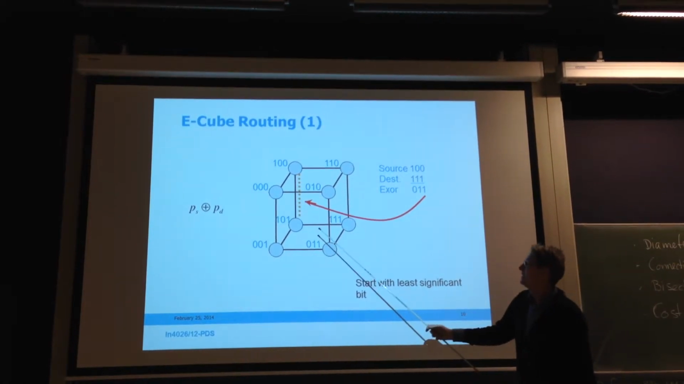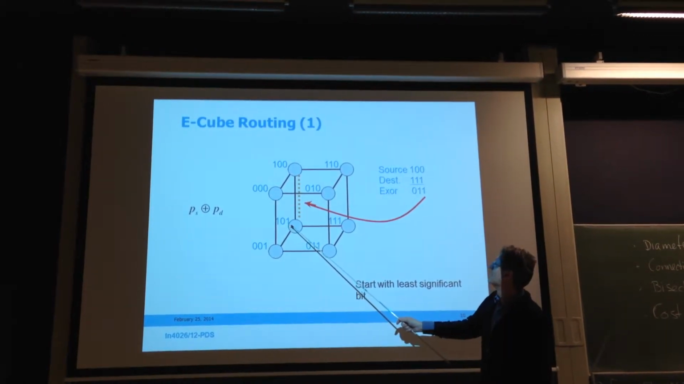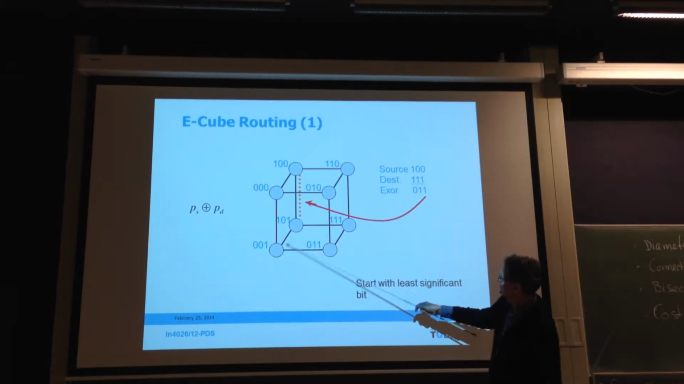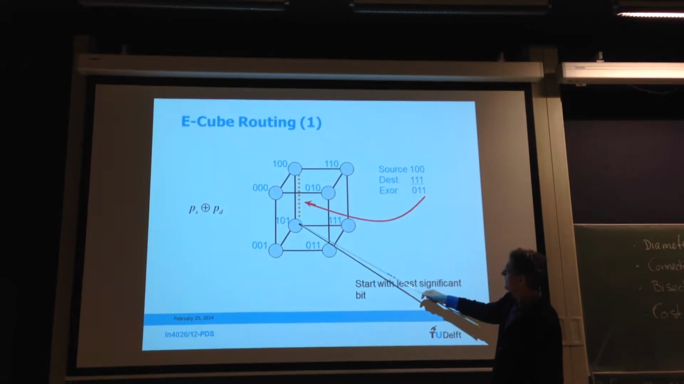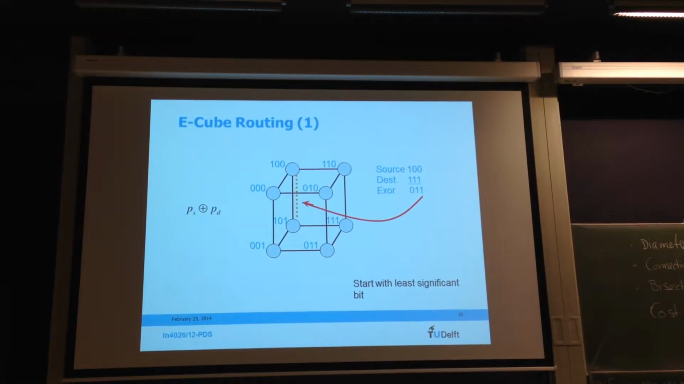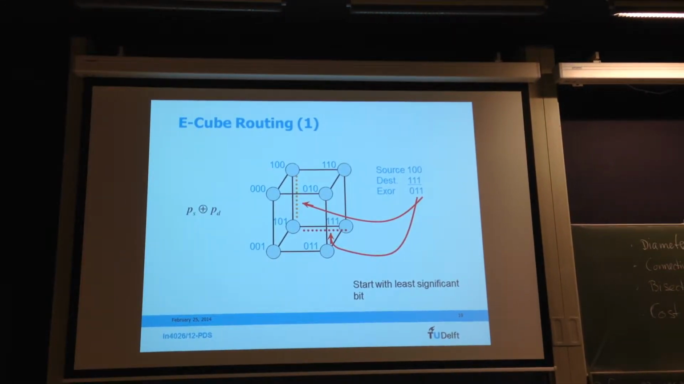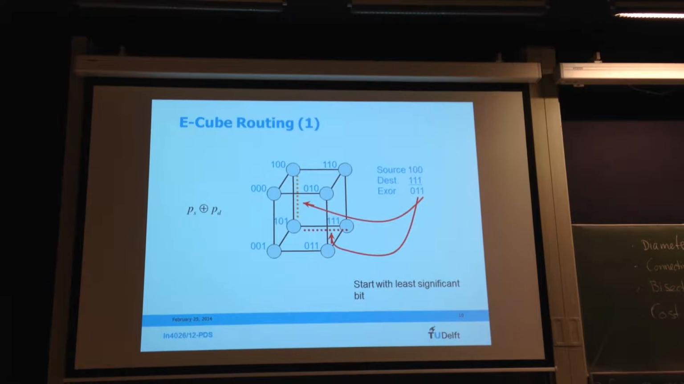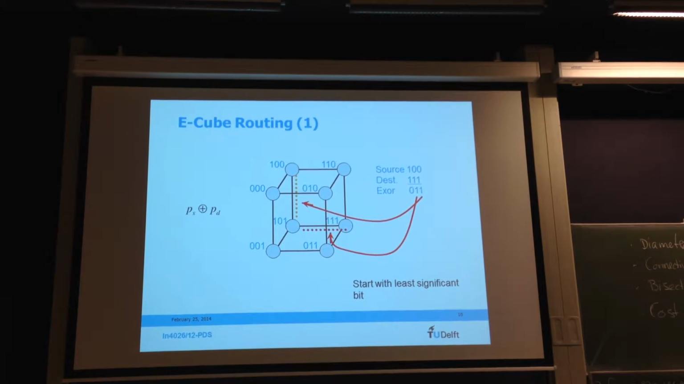Right? Then I take the second bit and I do the same. So here I'm in the plane where the second dimension is 0, so that's this plane. And I have to send it to a plane where the dimension of the second bit is 1, so that is to here. For the third bit, we don't have to do anything because the exclusive OR is 0. So here I have made a minimal and deterministic routing.